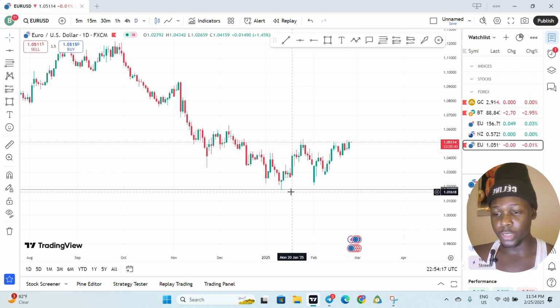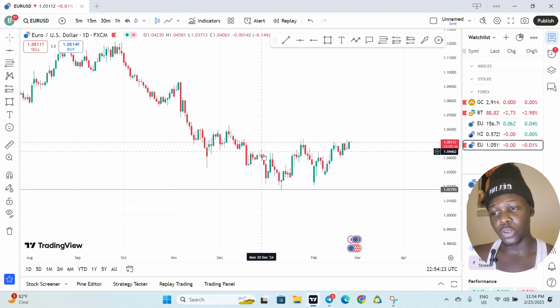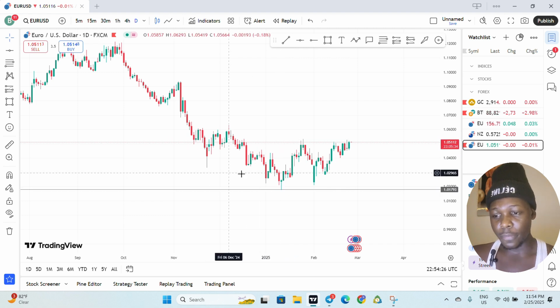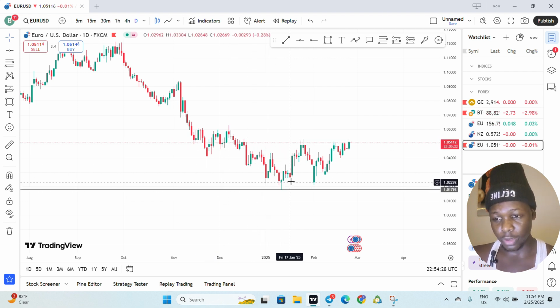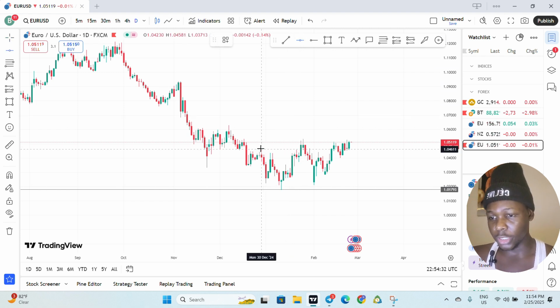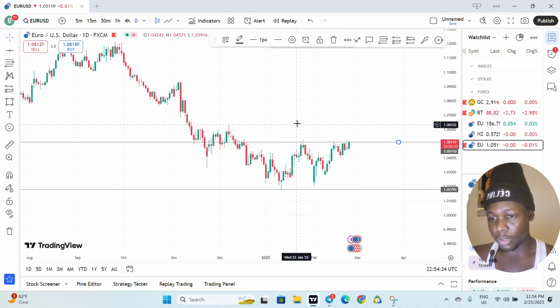Why did I mark out this support at this point at the bottom of the wick? Because if you come to a lower time frame, this wick here is completely a full body candle. So I have no reason to mark it out over here, because if you come to a lower time frame, it's a full body candle. So mark out this point and then mark out this point.